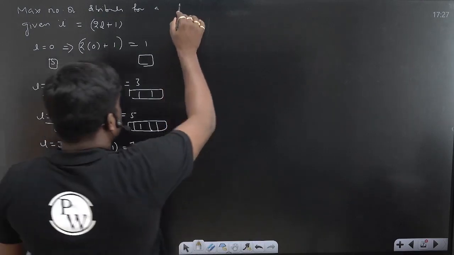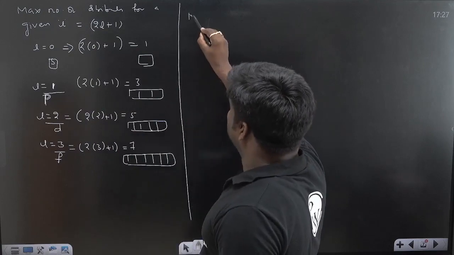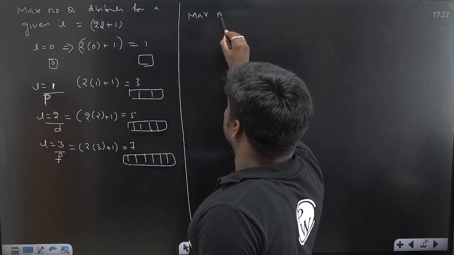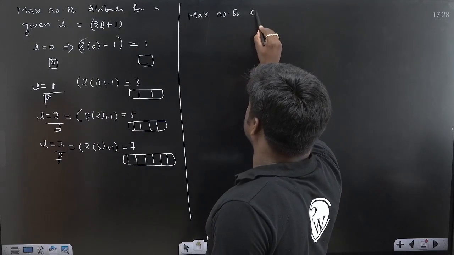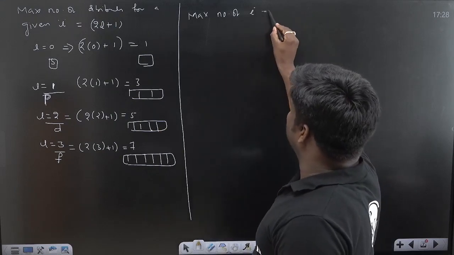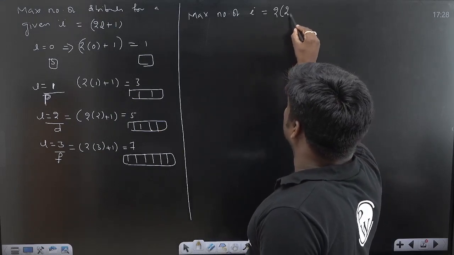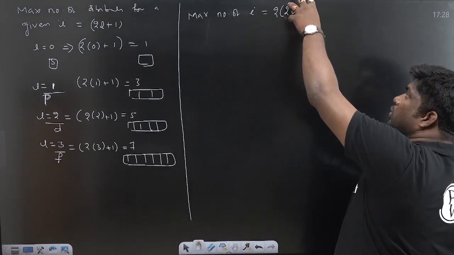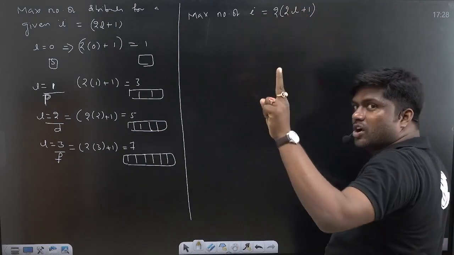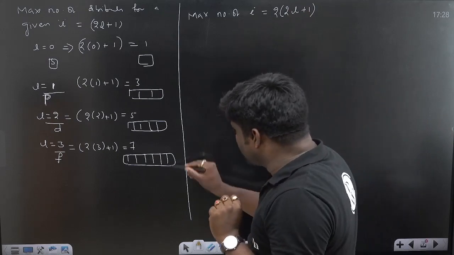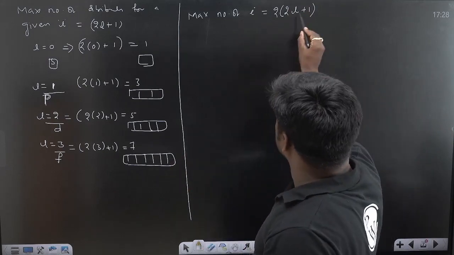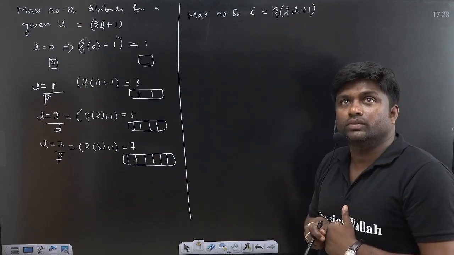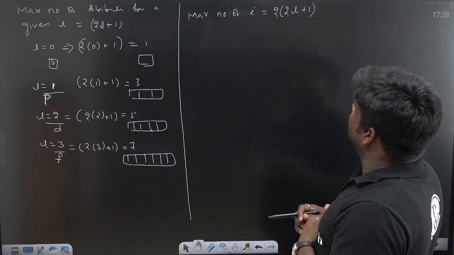And the maximum number of electrons. If L value is given, the maximum number of electrons is equal to 2 into (2L plus 1). The maximum number of orbitals is 2L plus 1. Each orbital can accommodate how many electrons? 2 electrons. That's why 2 into (2L plus 1).